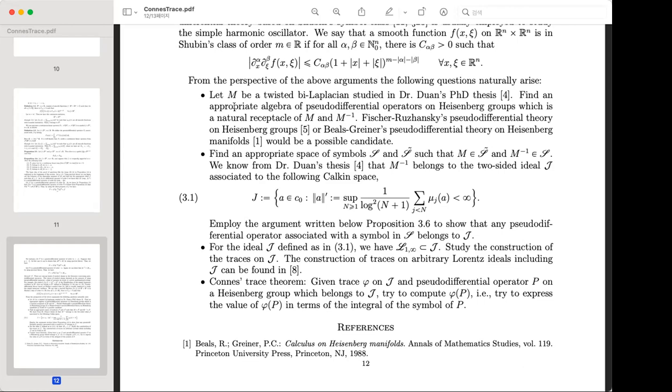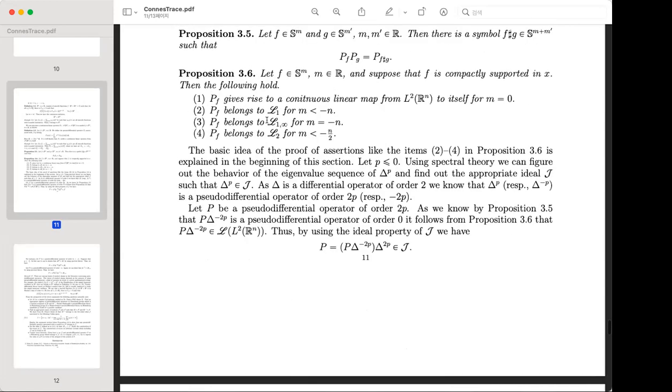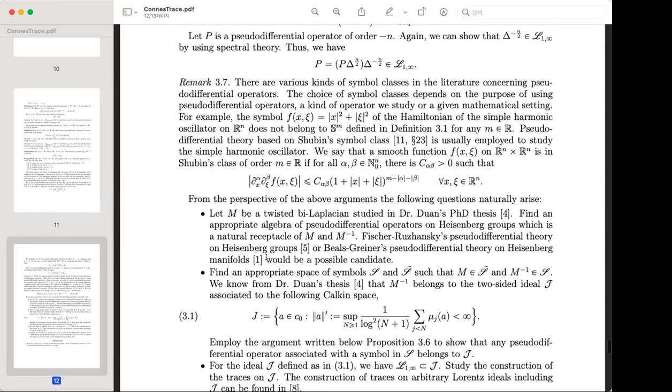Dr. Duan's thesis. Okay, so in order to prove the Connes trace theorem, we first need to find out the appropriate pseudo differential calculus on the Heisenberg groups, and to check what kind of pseudo differential operator belongs to the ideal of weak trace class operators, so we can evaluate their Dixmier trace.